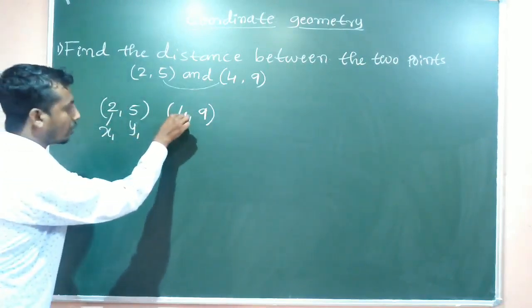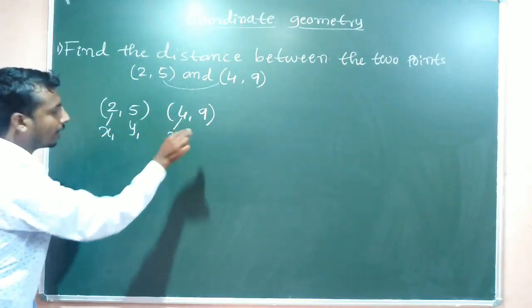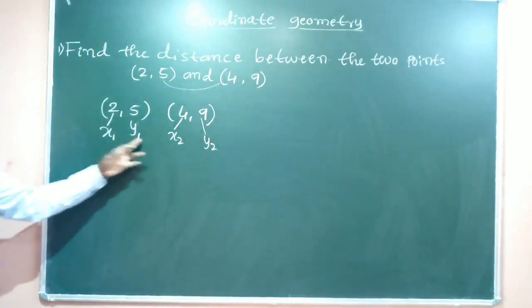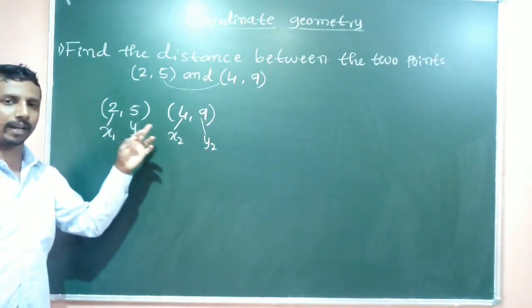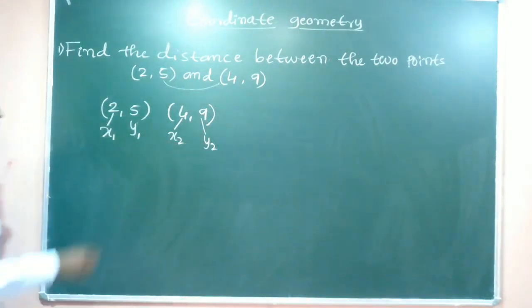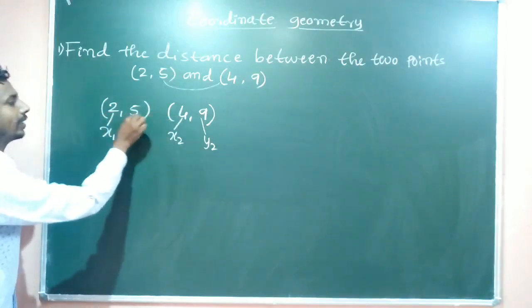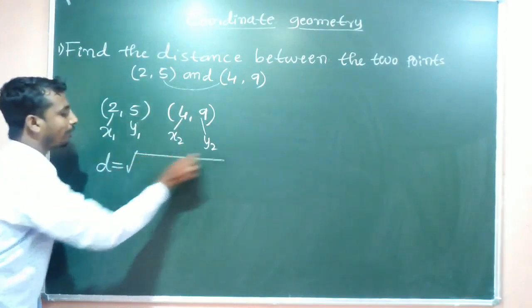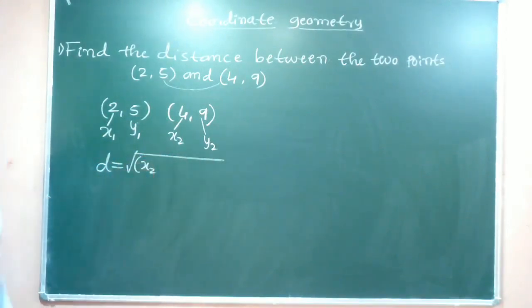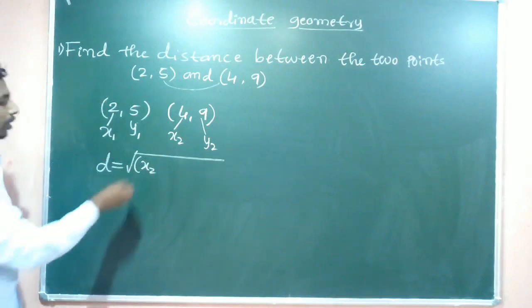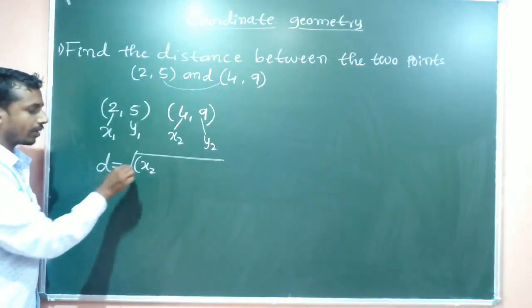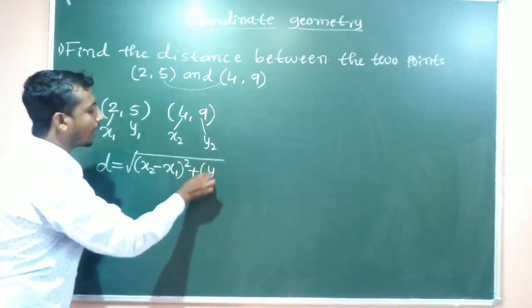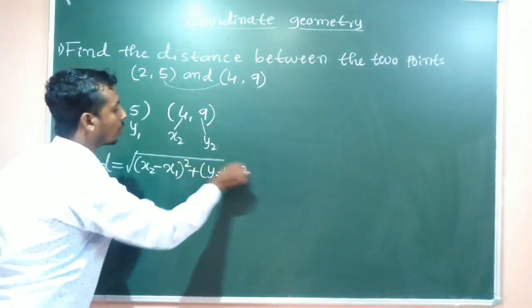Then the coordinates of the second point is denoted by x2, y2. Now here we know the values of x1, y1 and x2, y2. Then here we have to find the distance between these 2 points. Then D is equal to square root of x2... Write the distance formula, that is D is equal to square root of (x2 minus x1) whole square plus (y2 minus y1) whole square.